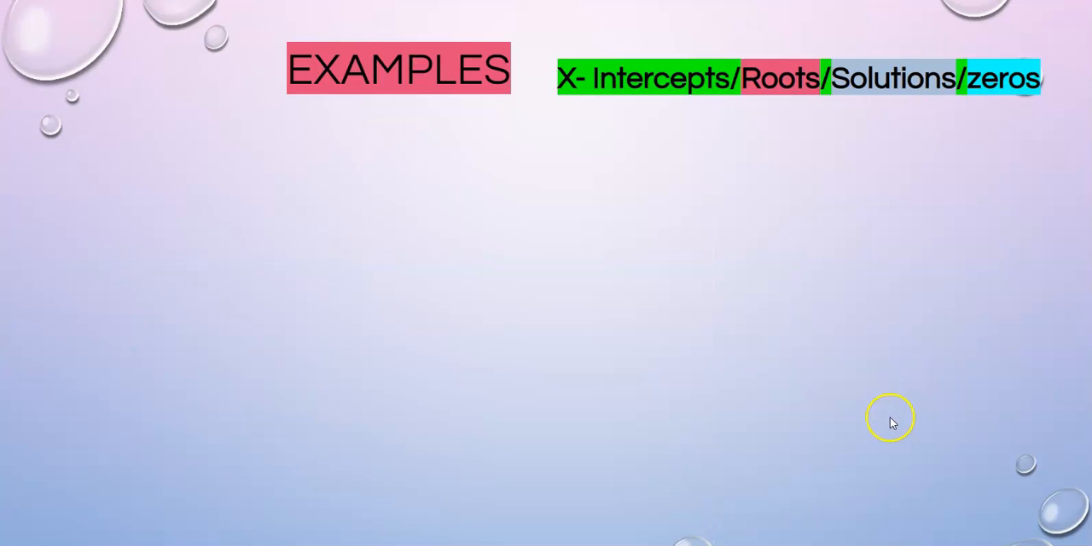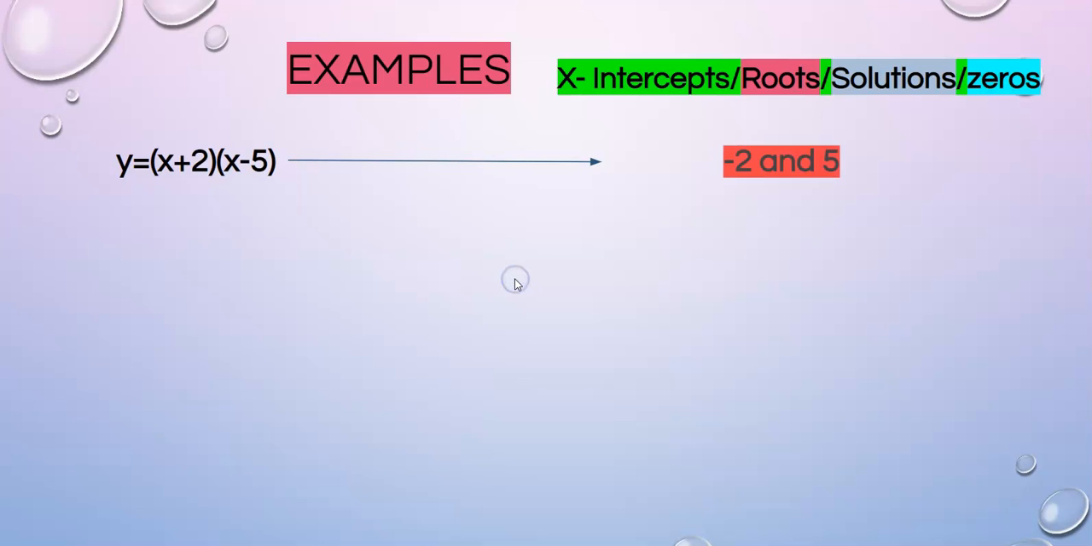Let's take a look at some examples here to put into play what we just discussed. Given this example, I see that I have this equation and it's written in factored form. I see that my two factors are x plus 2 and x minus 5. Sometimes I call them x-intercepts, sometimes roots, sometimes solutions, but they all mean x-intercepts. So can I find the x-intercepts given this equation? Looking at the equation, my x-intercepts would be at -2 and 5, because this is a positive 2 and a negative 5.